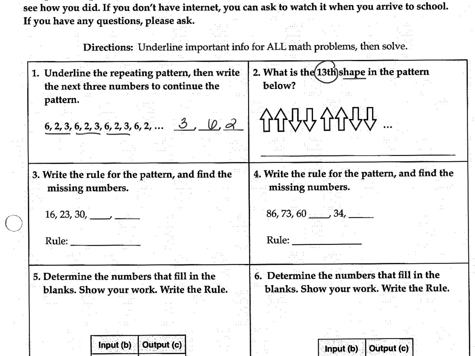What is the 13th shape in the pattern below? The 13th shape. We have 1, 2, 3, 4, 5, 6, 7, 8, 9, 10, 11, 12, 13. We are looking for the 13th shape. We have up, up, down, down, up, up, down, down, up, up, down, down. The 13th shape is an up arrow.